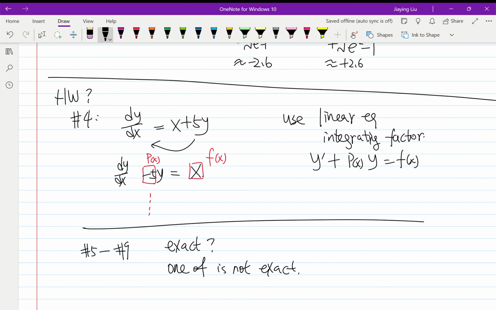Student: Over here? Oh, so in the homework from number 5 to number 9, you're supposed to check whether the equation is exact. If it is, you follow the exact equation technique. If it's not, just leave it. One of the problems is not exact, but you have to find out which one.